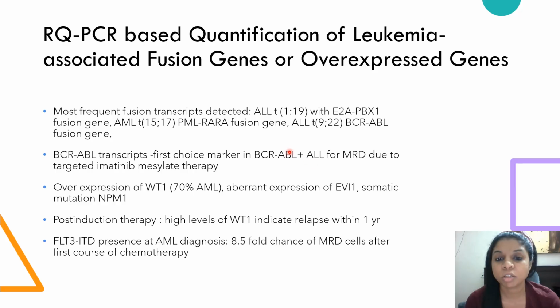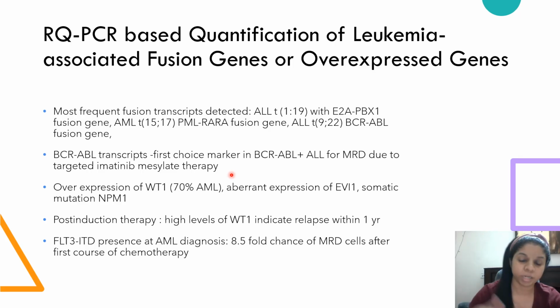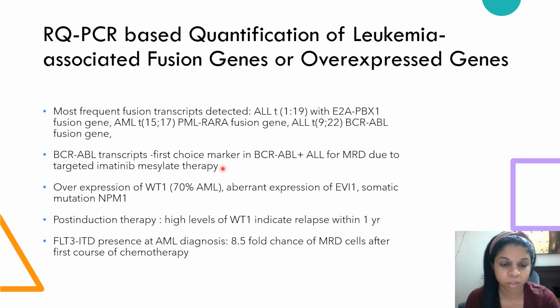So BCR-ABL transcripts are the first choice marker when there is fusion transcript positive ALL. Okay, because this is also helpful in targeted therapy, that is by imatinib mesylate. So according to how much MRD or residual leukemic cells remain, we can titrate the targeted therapy also. In BCR-ABL positive cases, obviously you will use BCR-ABL for MRD detection and quantification. And besides fusion gene detection, other genes can also be overexpressed. The WT1 protein can be overexpressed, like in AML, where in 70% of cases you will get WT1 overexpression.